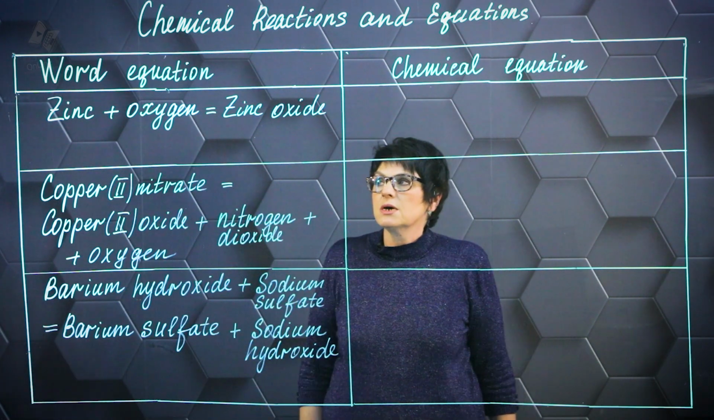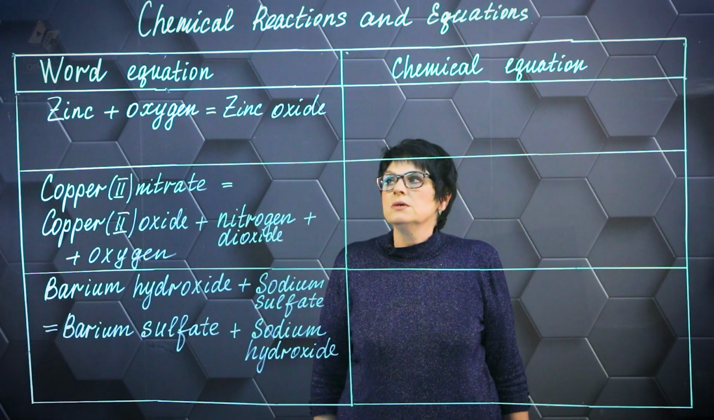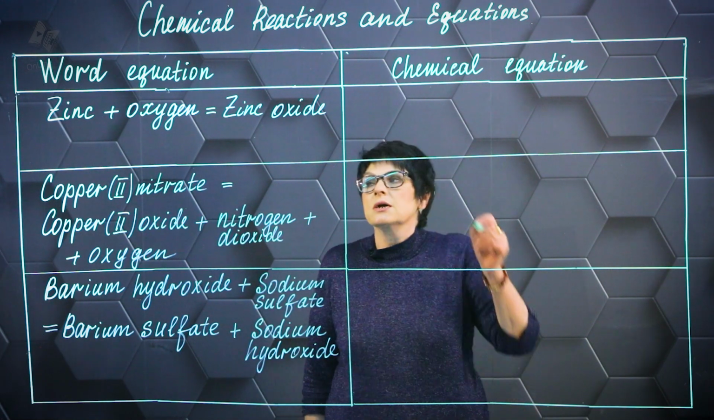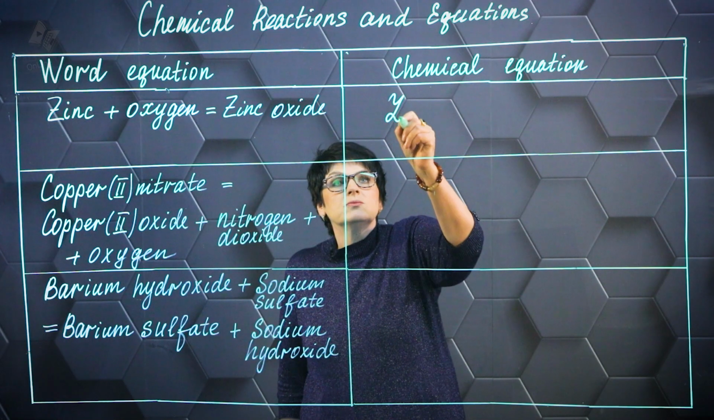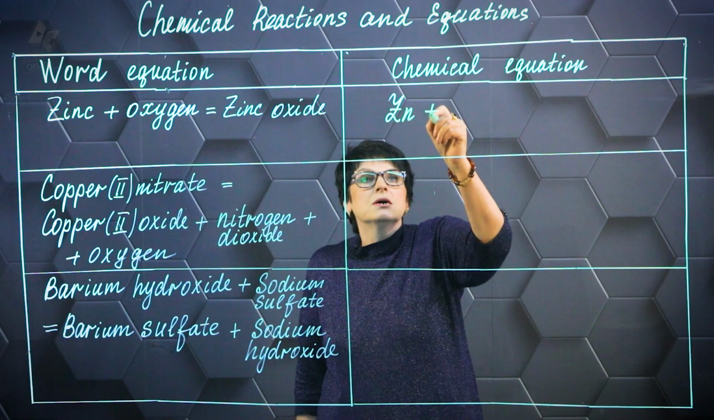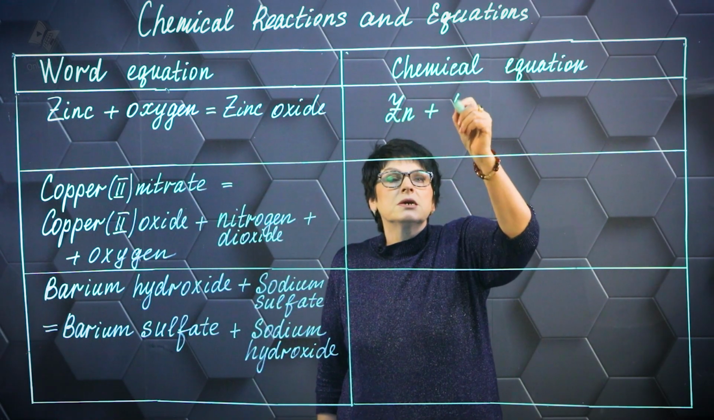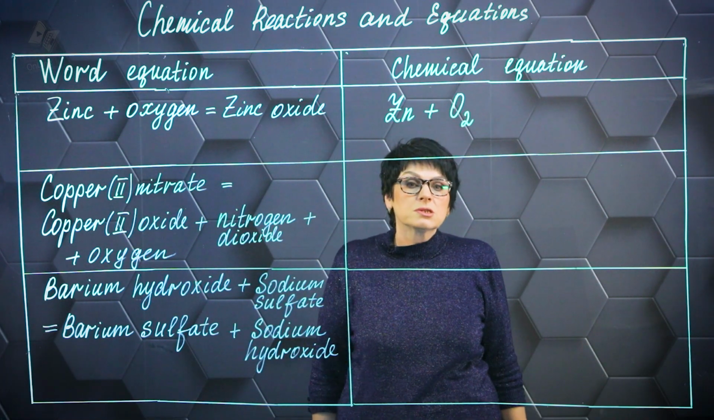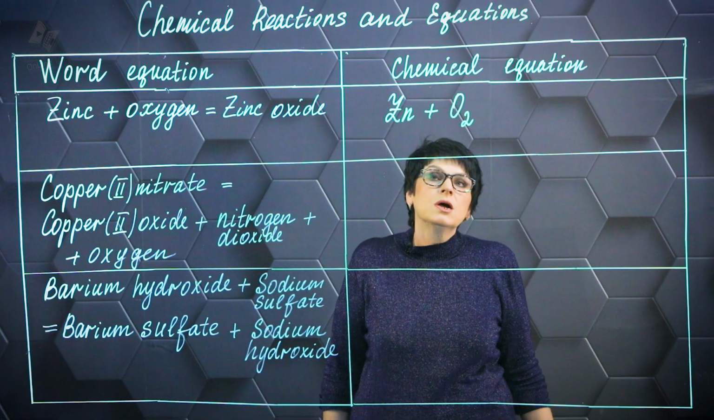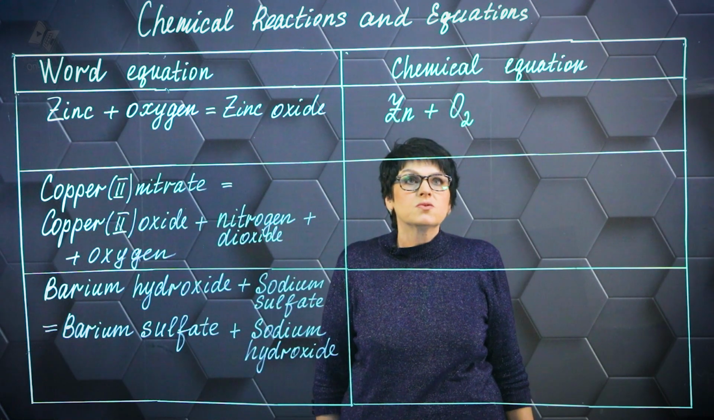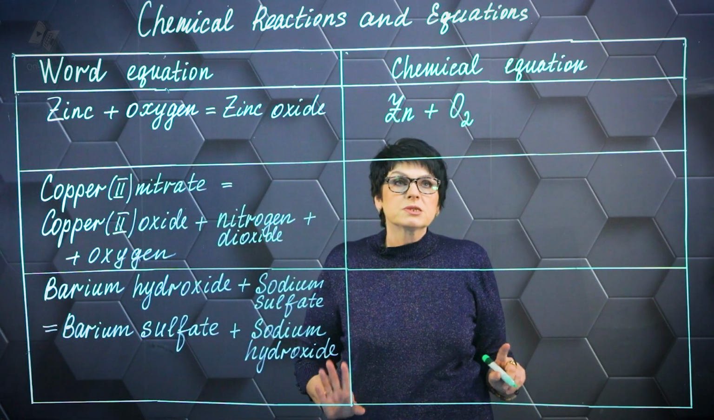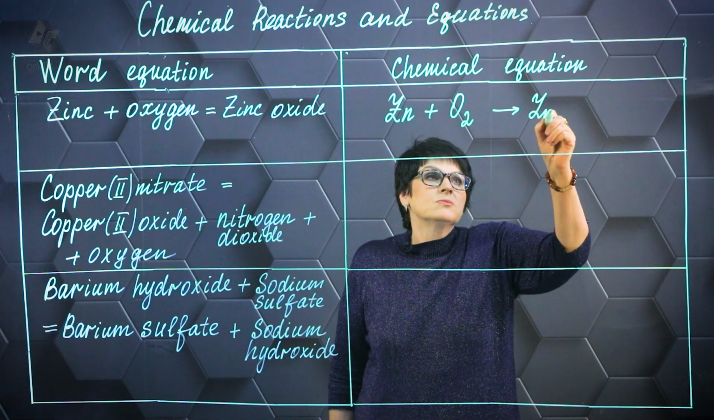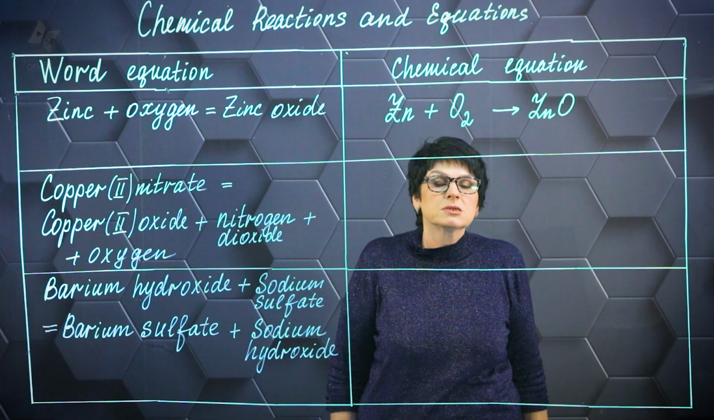The first example is the reaction between zinc and oxygen, which leads to the formation of zinc oxide. Let us depict this chemical reaction using symbols of the respective elements involved. Zinc undergoes a reaction with oxygen. I hope that you are well aware that oxygen, being a simple substance, is represented by the chemical formula O2. No other way to describe it. First, on the left side, we write zinc, and second, we write oxygen.